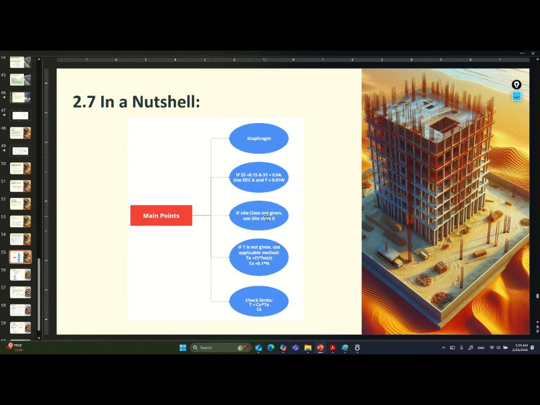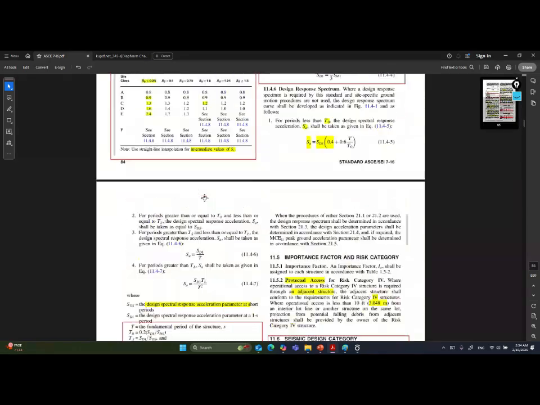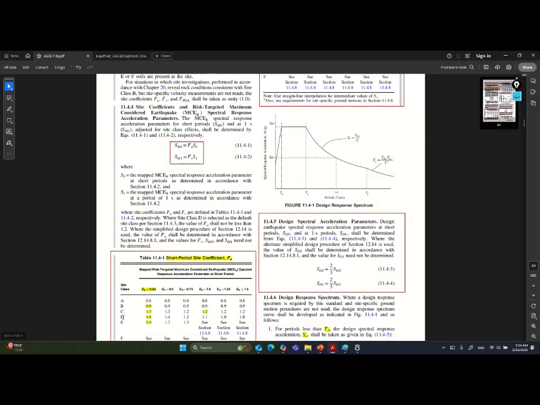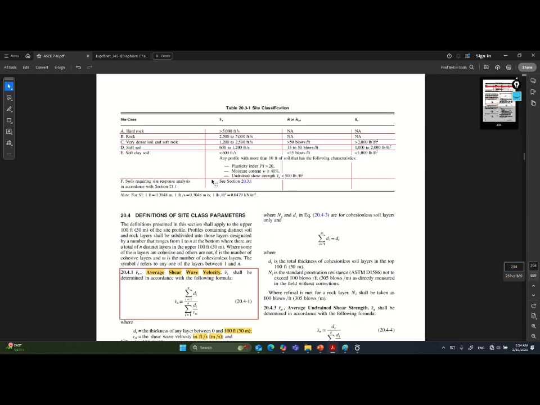Also, another important thing: if the site class is not given, use site class D, because sometimes he will give you a lot of data and he wants you to calculate it. Like this one, I cannot calculate the FA and the FV because I need to know the site class. So he gave me the SS and the S1, and he doesn't give me the site class. In the case he doesn't give you the site class and he doesn't give you any information related to it, like stiff soil or any type of soil, like here in chapter 20, this is the site class. So he didn't give me any site class.